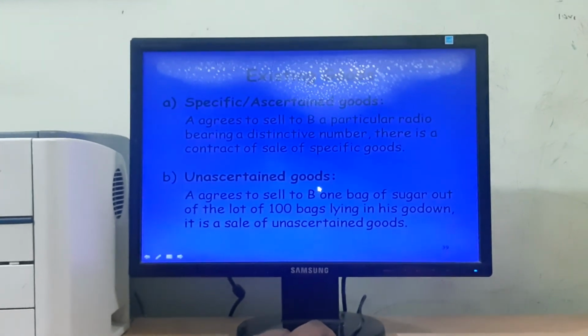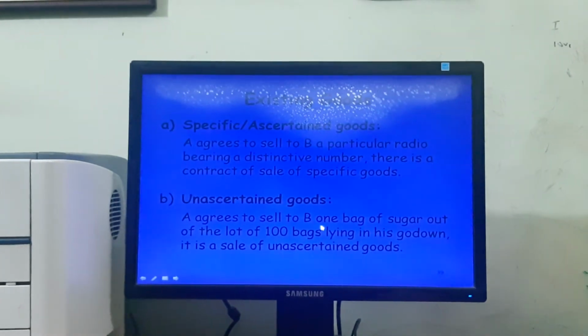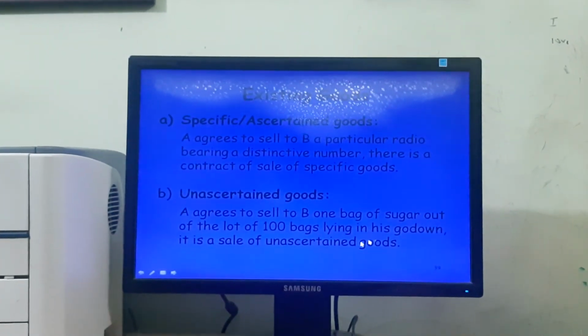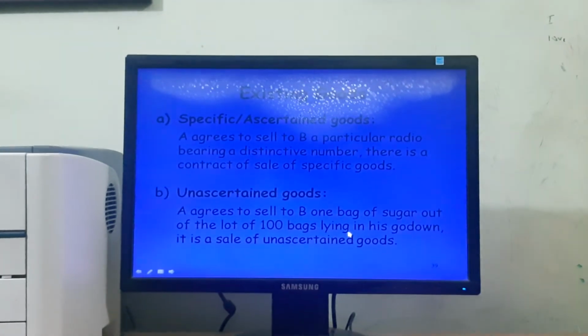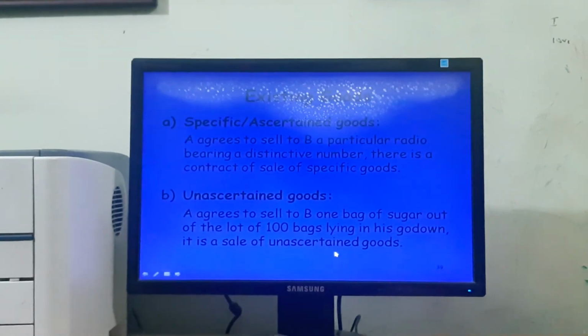And unascertained goods, that is also existing goods. A agrees to sell to B one bag of sugar out of the lot of 100 bags lying in his godown. It is a sale of unascertained goods.